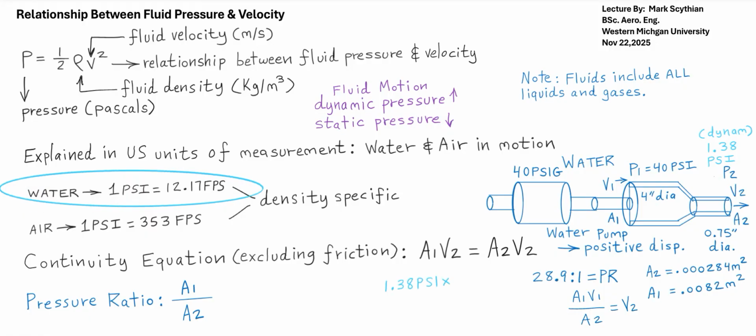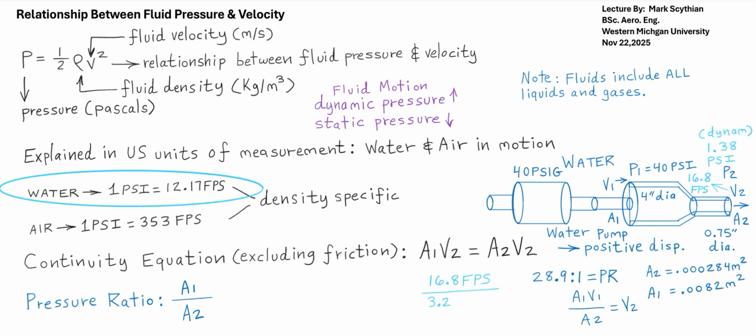So then we can access our pressure velocity differential for the water applications. So if we take 1.38 psi and multiply it times 12.17 over 1, we'll calculate 16.8 feet per second at the outlet.